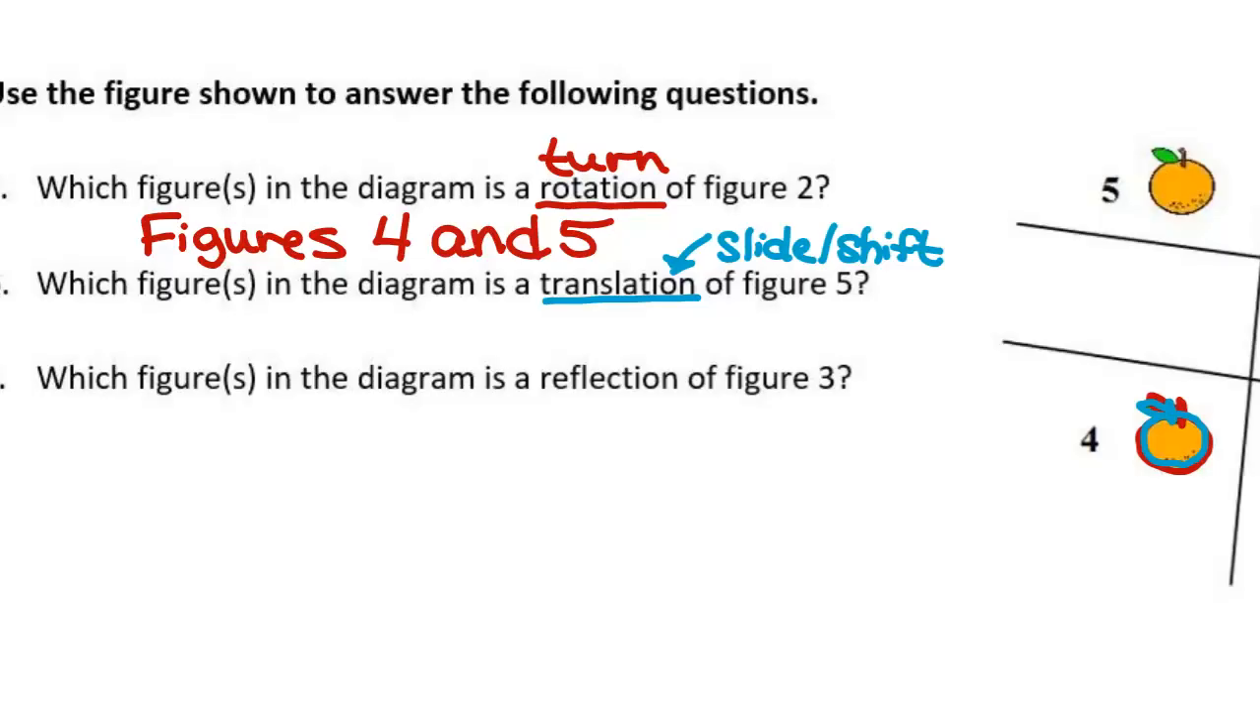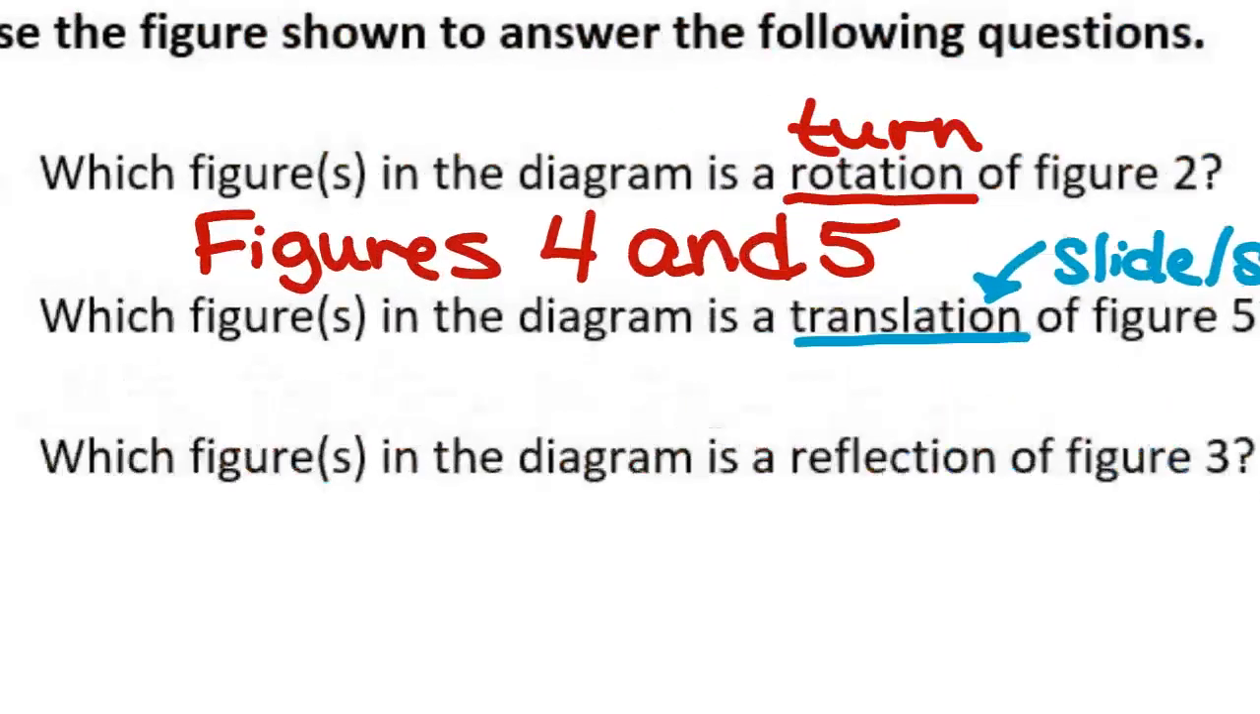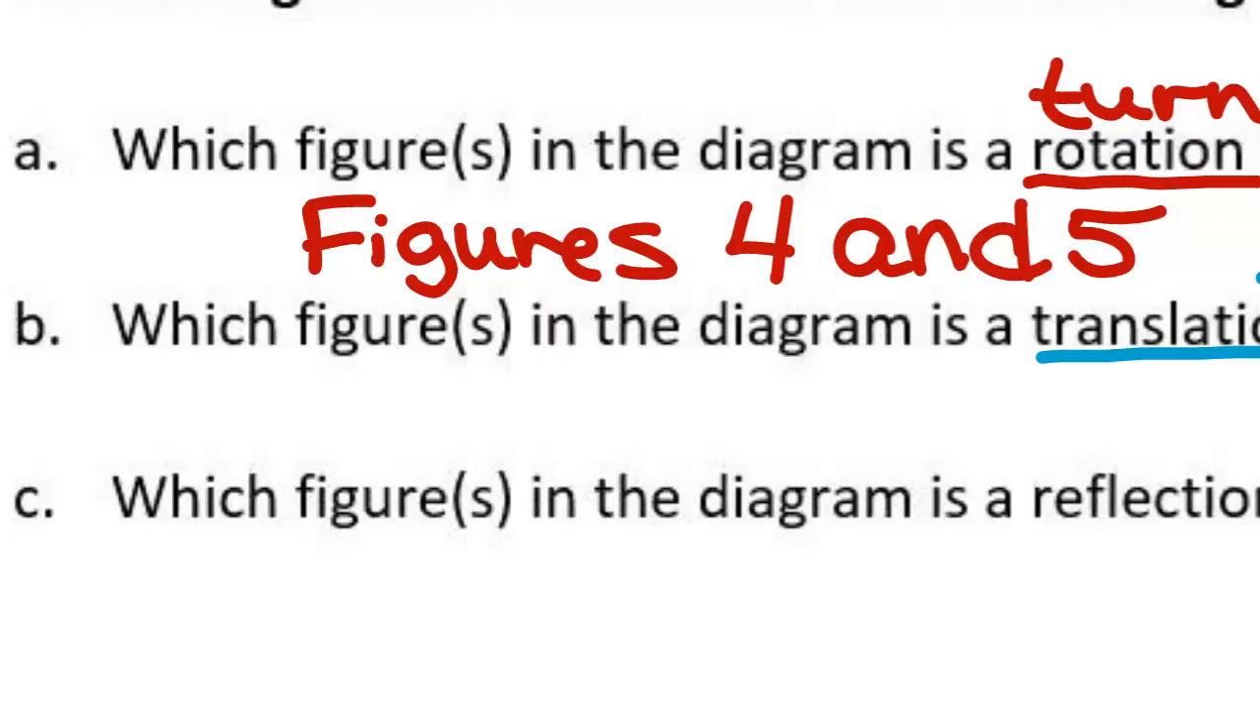Two, but to get 5 to look like 2, I have to turn it. But you're right. If we had that one right side up, that one would also have the leaf on the left. So the only one that is just a slide of figure 5 is figure 4.